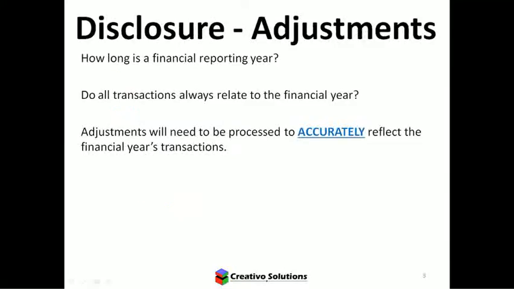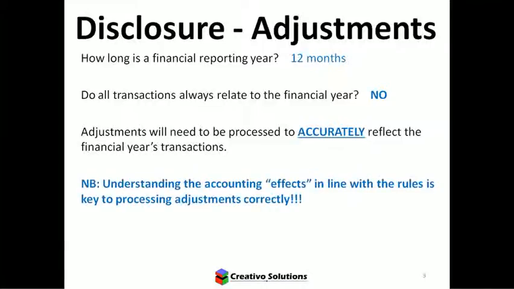In this video, we're going to be looking at the third adjustment. We've discussed how long the financial reporting year is. Remember, it is 12 months long, and transactions don't always relate to the financial year. So when processing adjustments, we're trying to make the financial statements more accurate because I'm looking at the last 12 months and I'm providing for anything that needs to be adjusted at year end.